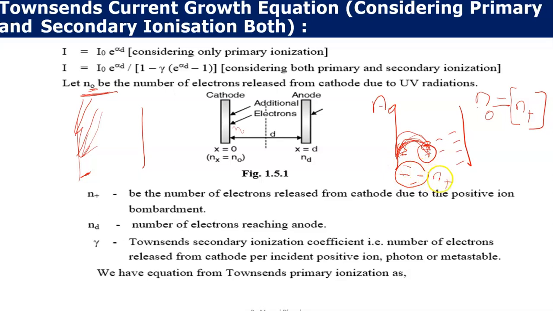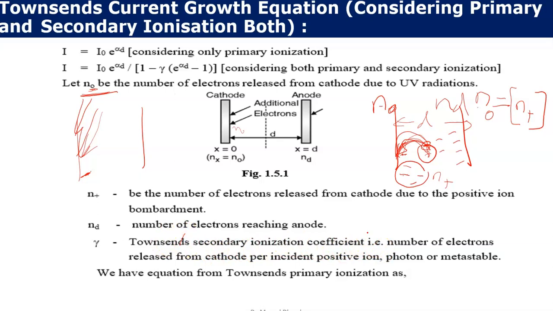So let the number of electrons liberated due to impact of positive ions be N plus. This is due to the bombardment of positive ions. And now let Nd be the number of electrons reaching the anode. As usual, N0 will start and it will become Nd when it crosses the gap distance d. So Nd is the number of electrons reaching the anode. Now gamma, here we will use gamma. Write down: gamma is Townsend's secondary ionization coefficient.